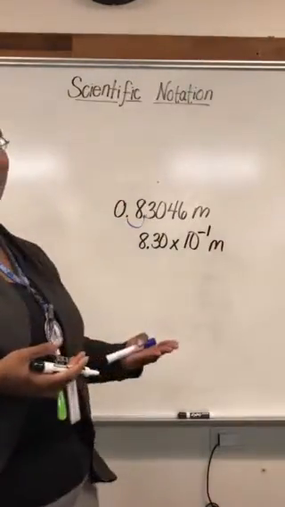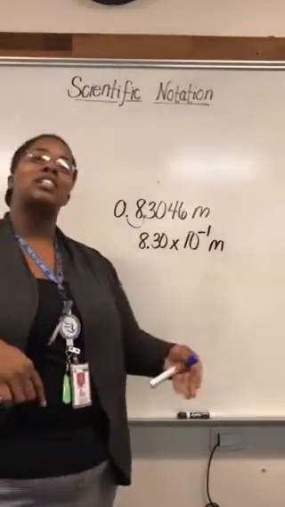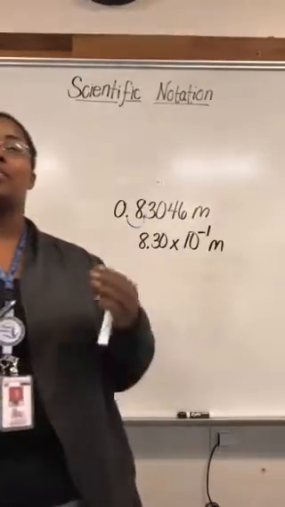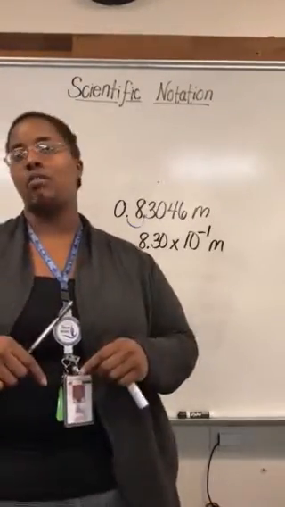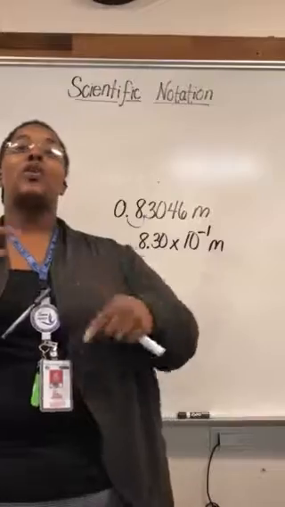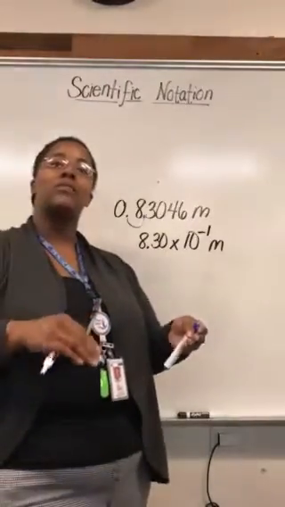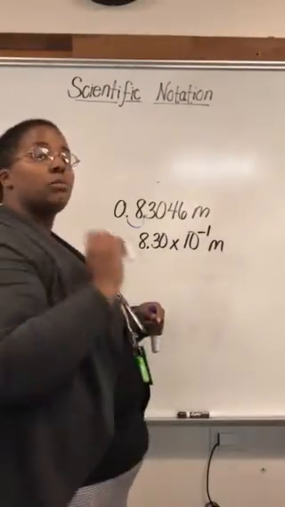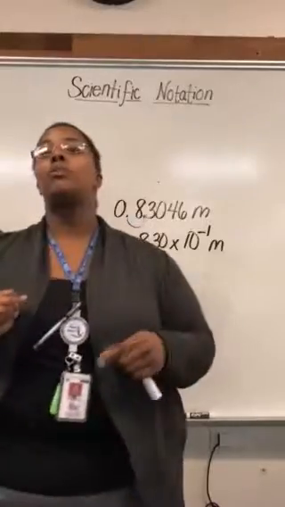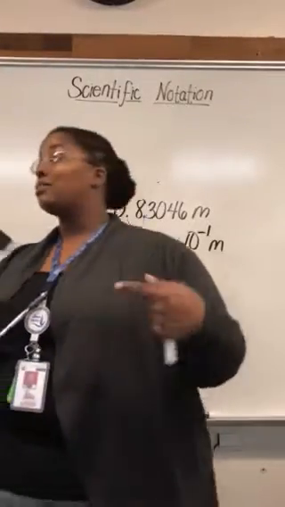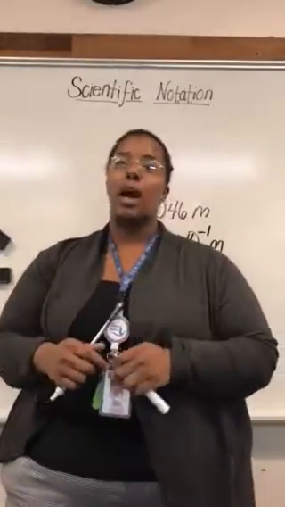And that's scientific notation. Today we learned that scientific notation is the way that scientists communicate very large and very small numbers. We also learned that your exponent can either be positive or negative. When moving our decimal to the right, our exponent will be negative. When moving our decimal to the left, your exponent will be positive.